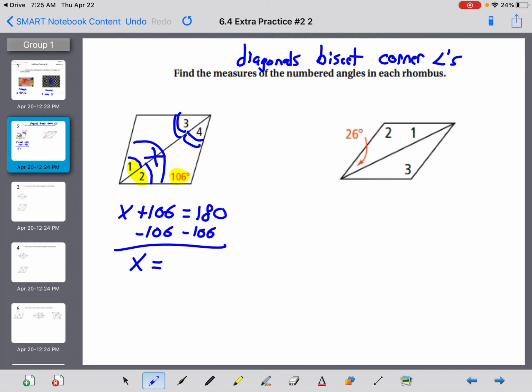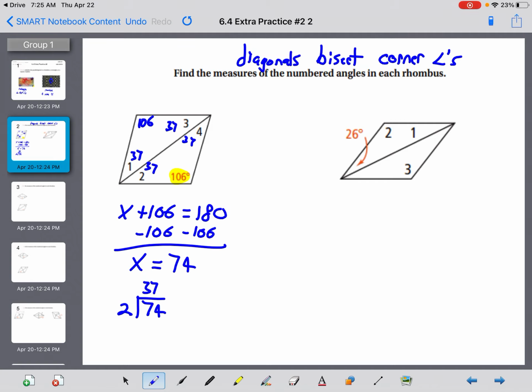X equals 180 minus 106. You type that in your calculator, and you get 74 degrees. Now, in order to find what angle 1 and 2 and 3 and 4 are, you need to divide 74 by 2. And 74 divided by 2 is 37. So that means each of these angles are 37 degrees, and your other one is 106.